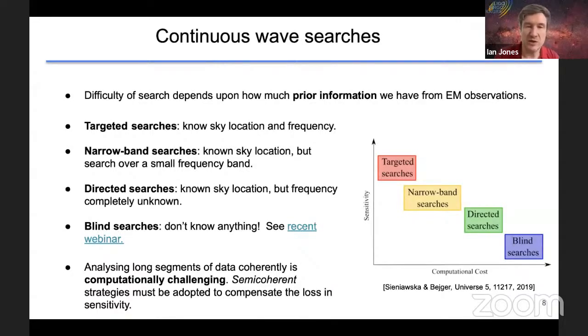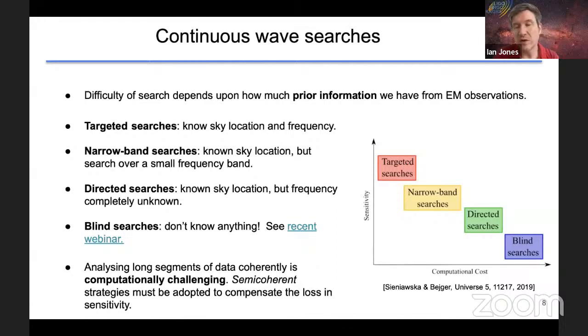So targeted searches, these are searches that are really cheap to do, and they search very deeply. And this is where we're looking for a signal, say, from a known neutron star, where our colleagues in electromagnetic astronomy have told us where it is and how it's spinning. So basically, we know almost everything that we need to know to go looking for our signal.